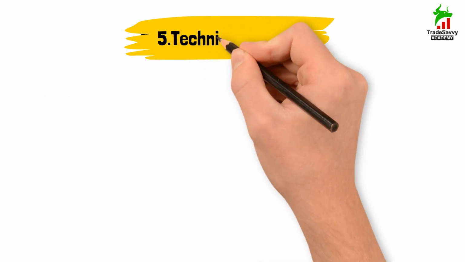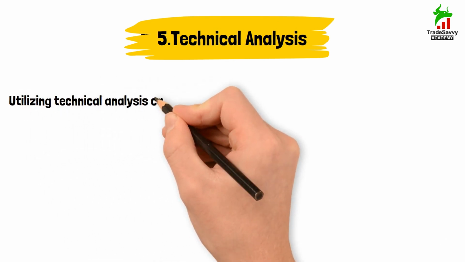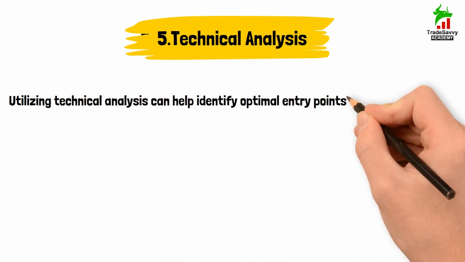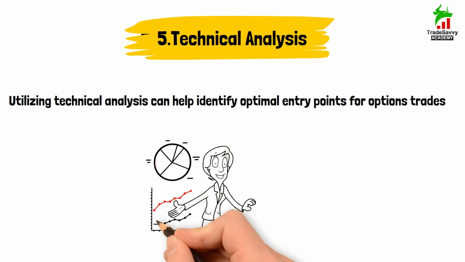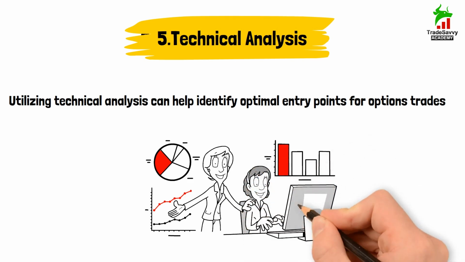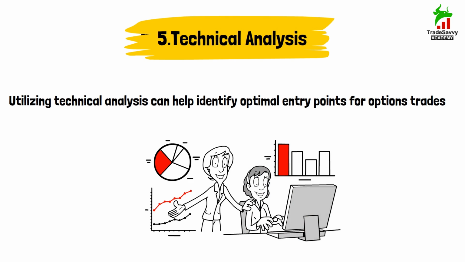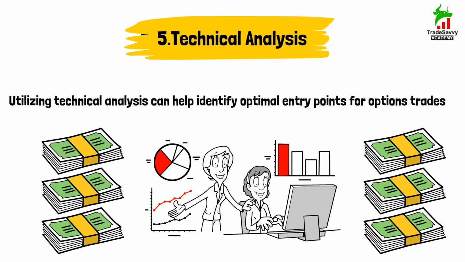Number 5, technical analysis. Utilizing technical analysis can help identify optimal entry points for options trades. Traders should look at charts and indicators such as moving averages, support and resistance levels, and momentum indicators to determine potential price movements in the underlying asset. A well-timed entry based on technical signals can enhance the chances of success in an options trade.